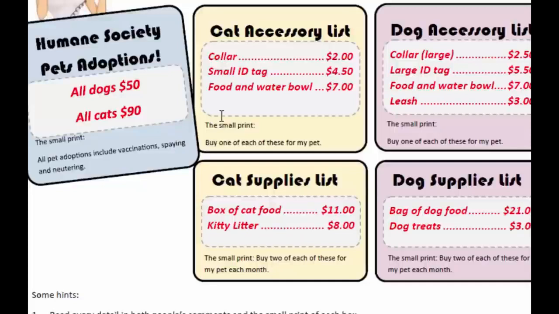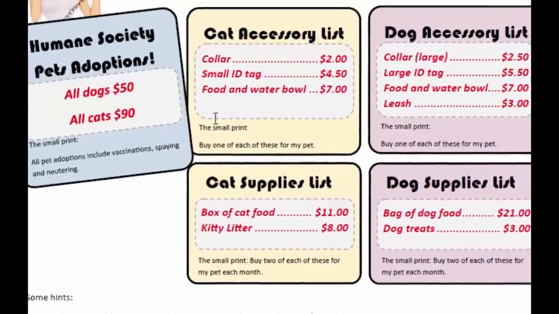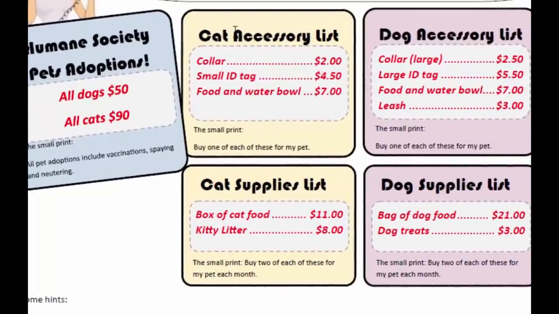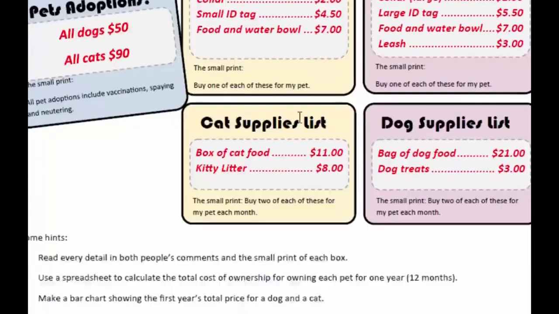However, there are more expenses than just buying the cat or the dog. First of all, this is a list of what we consider necessary accessories. The cat has 3 items, the dog has 4. So you have to buy these one time.